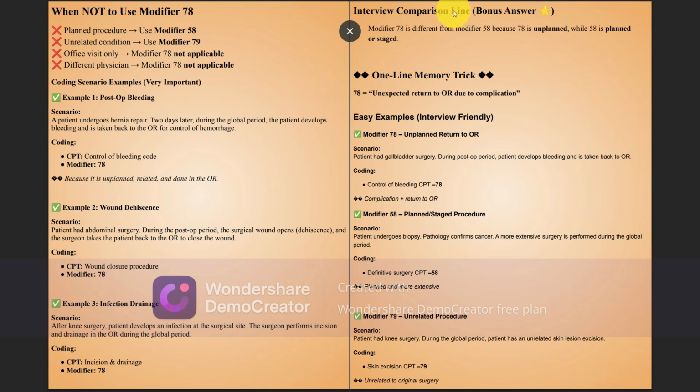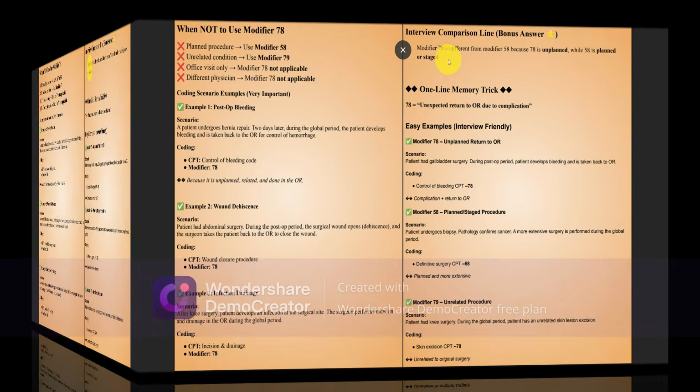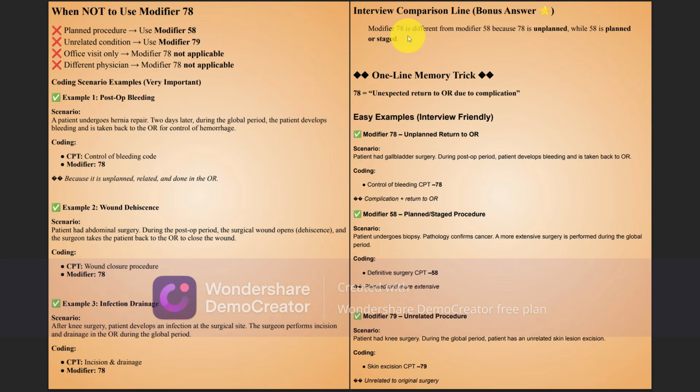Interview comparison bonus answer: modifier 78 is different from 58 because 78 is unplanned, while 58 is a planned or staged related procedure modifier. One line memory trick: 78 modifier, unexpected return to the operating room due to complication. Easy, interview friendly examples.